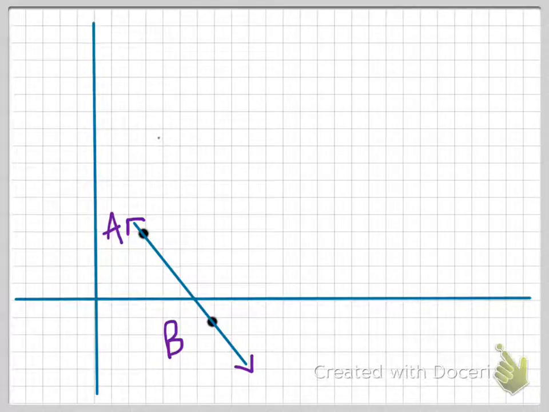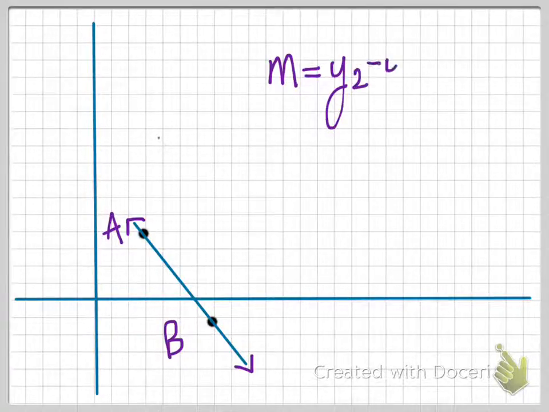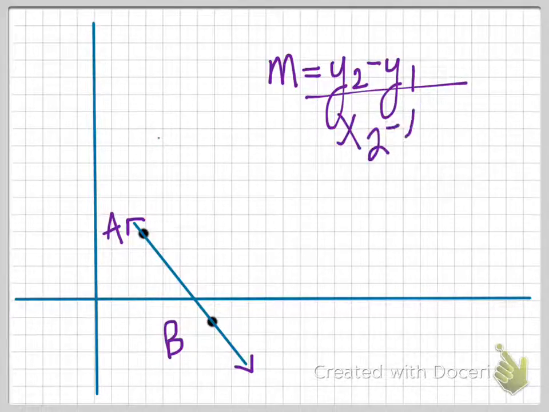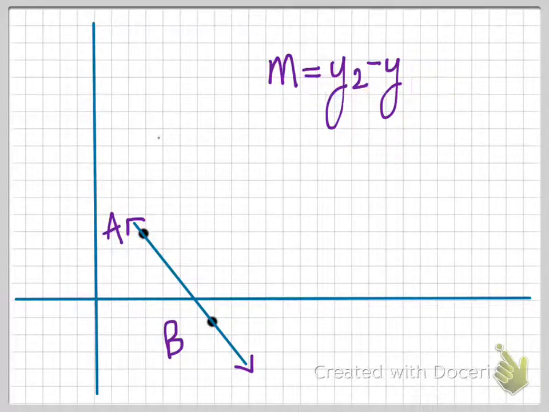So, yes, there's formulas. Okay, I'm going to show you. We've got the ever popular formula, M stands for slope. We've got, oh gosh, what is it? Y2 minus Y1 over X2 minus X1. That's terrifying to look at. All right, so let's just get rid of that.